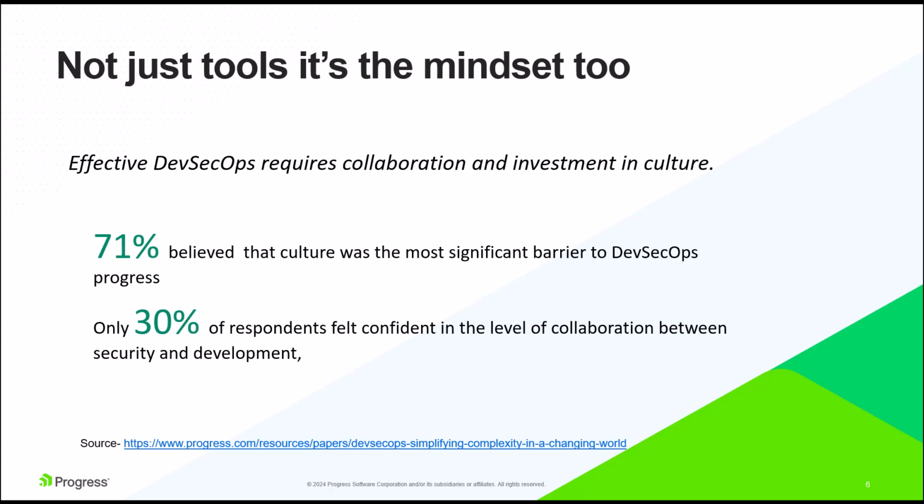We did a survey a year ago, Progress Chef conducted a survey, and 71% of the respondents agreed that culture was the biggest barrier to DevSecOps progress. Culture has been an important talking point for organizations looking to improve everything from productivity to employee satisfaction. And when it came to DevSecOps, collaboration was perhaps the most important thing to get right, since the whole philosophy revolves around collaboration between developers, security teams, and operations teams. And yet, the study shows only 30% felt confident in the level of collaboration between security, development, and operations.